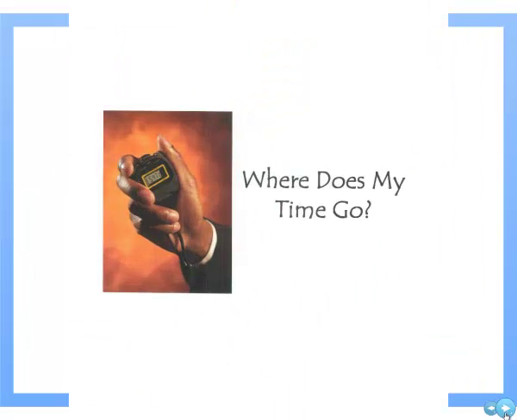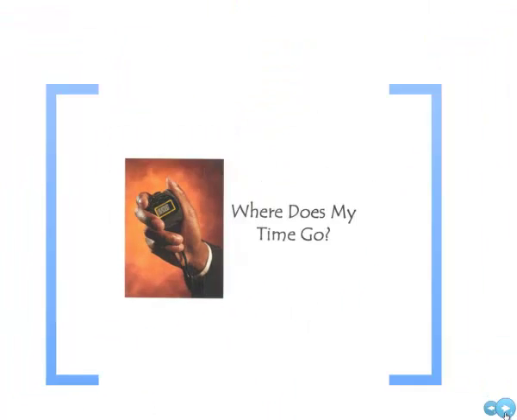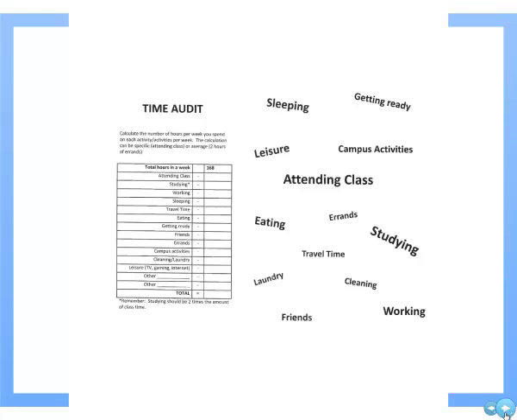First, you need to determine where your time goes. Take a look at the time audit chart on the screen. Estimate the number of hours during the week that you spend on each item. Write it down on a piece of scratch paper. You will use this information in the next few slides.